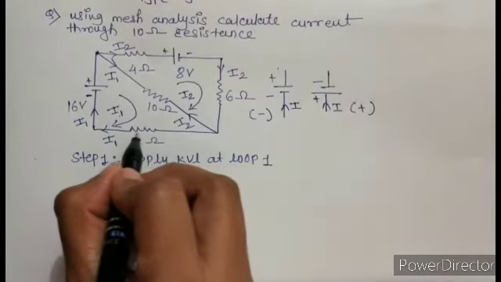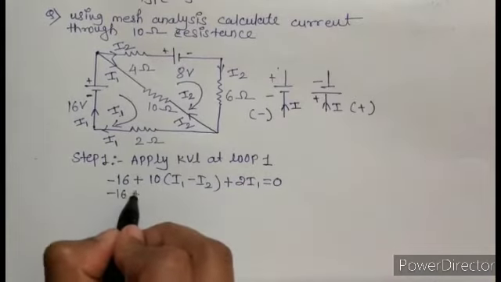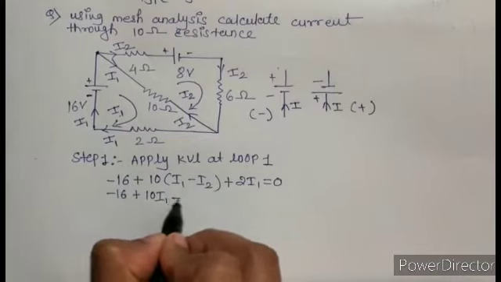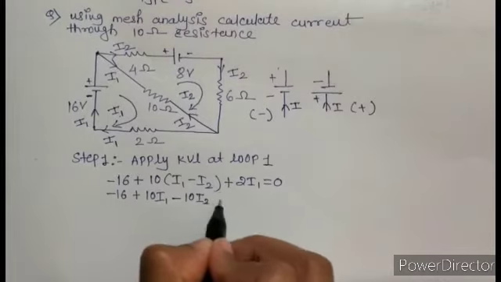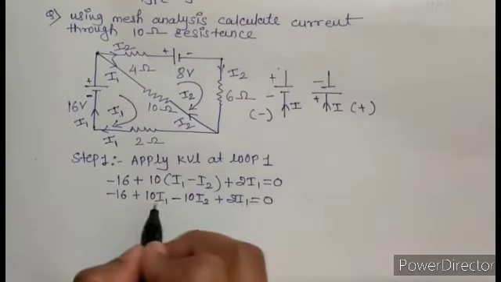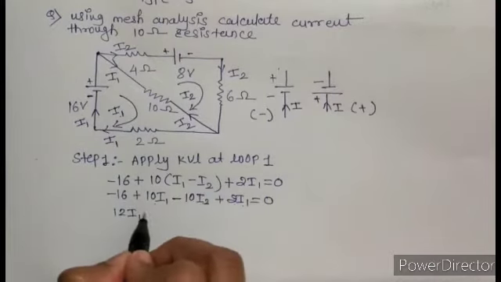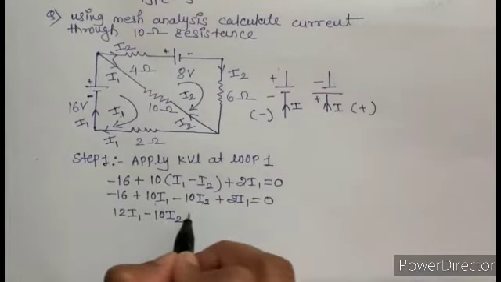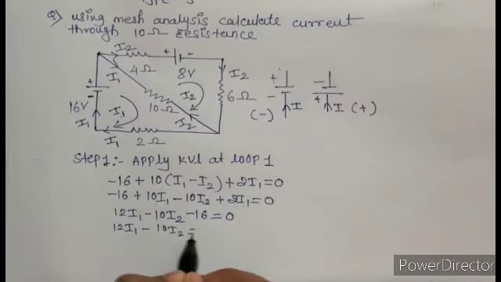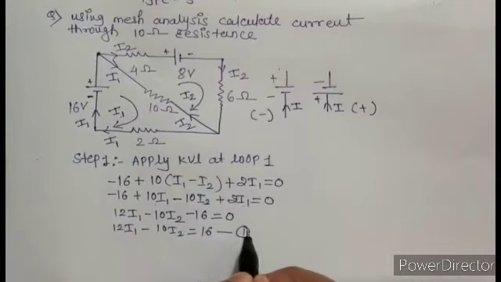Then further this current is flowed through the 2 ohm resistance, so plus 2 into I1 is equal to 0. Minus 16 plus, solve this bracket: 10 into I1 is 10 I1, 10 into minus I2 is minus 10 I2, plus 2 into I1 is equal to 0. हम यहाँ पे देख रहे हैं I1 के दो टर्म हैं, प्लस 10 I1 प्लस 2 I1 दैट इज 12 I1. 10 I2 का एक ही टर्म है, तो हम इसको एज इट इज लिखेंगे माइनस 10 I2, देन माइनस 16 इज इक्वल टू 0. 12 I1 माइनस 10 I2 इज इक्वल टू, जब हम माइनस 16 को इज इक्वल टू के दूसरी साइड में लेके आएंगे तो ये माइनस 16 बन जाएगा प्लस 16. This is our equation number 1.